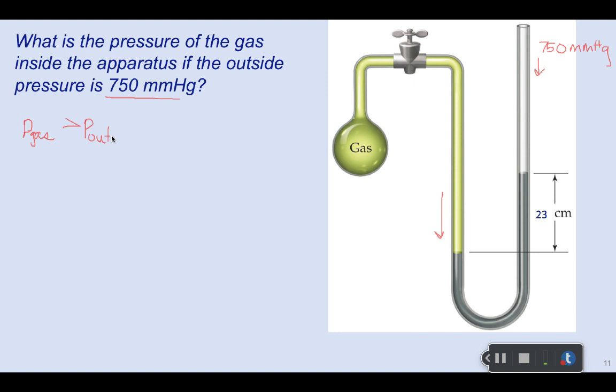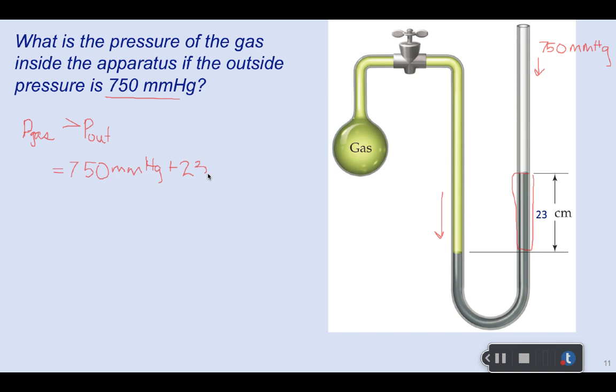Well, this is related to a mercury manometer, so we're going to literally be looking at the height of the difference, the column of mercury difference between the two. The pressure of the gas is going to be greater than the outside pressure, something greater than the 750. So we're going to add to it a height of the mercury. So 750 millimeters of mercury will have added to it the height of the mercury, which is 23 centimeters.